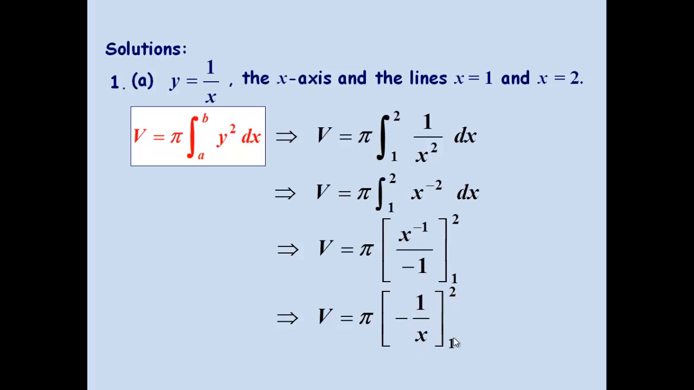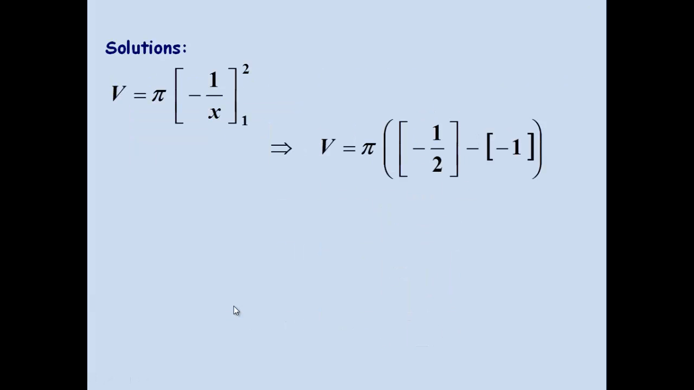We can plug in our two limits. So the 2 first, and then the 1. So we end up getting minus a half plus 1, which gives us a volume of pi over 2.